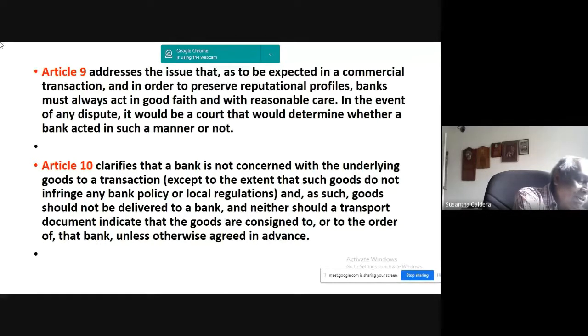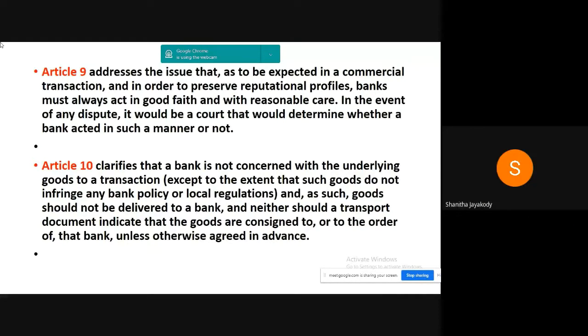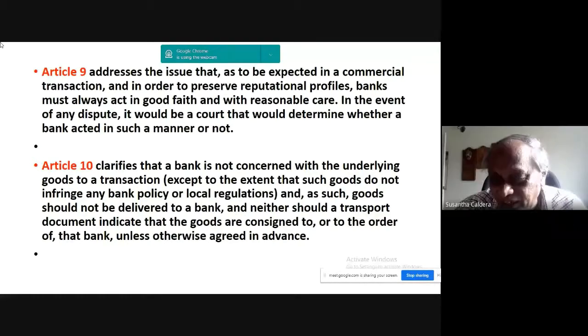Right? Shanita asked a question. Can I put this question to the forum? And the LC, it is consigned to the bank. Why? Answer. That was the question, Shanita.